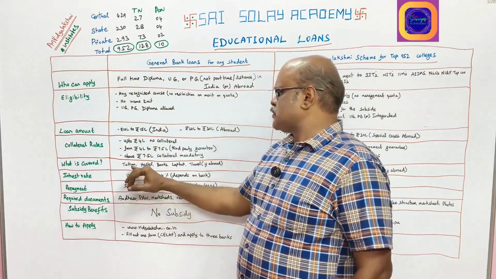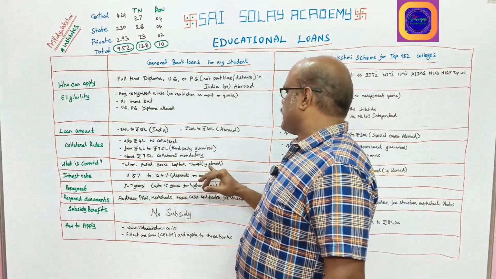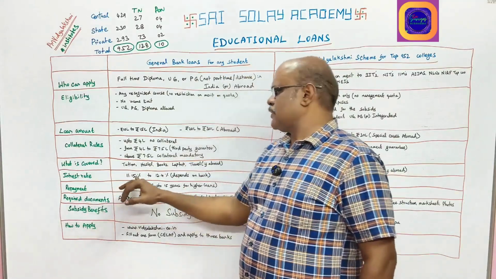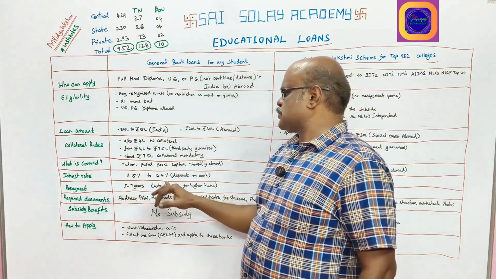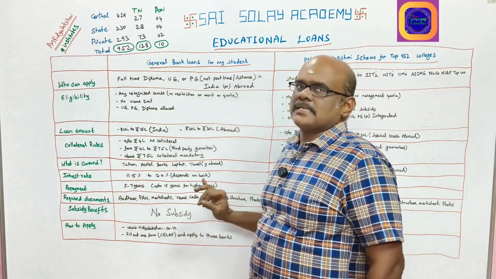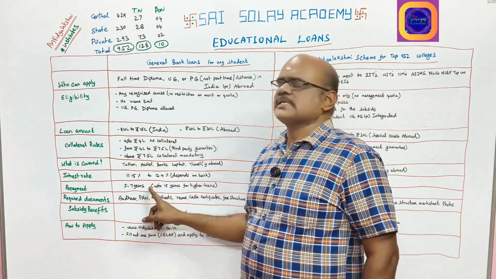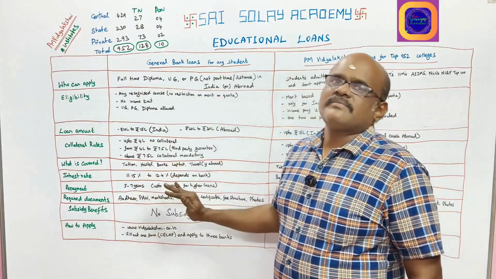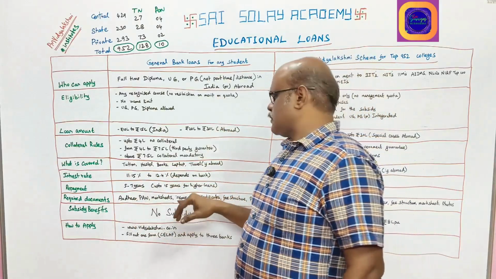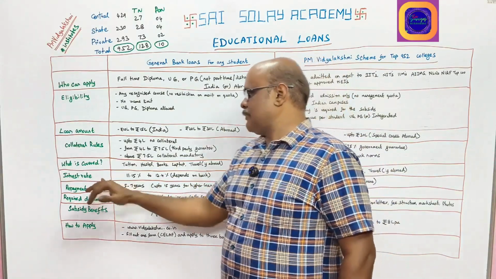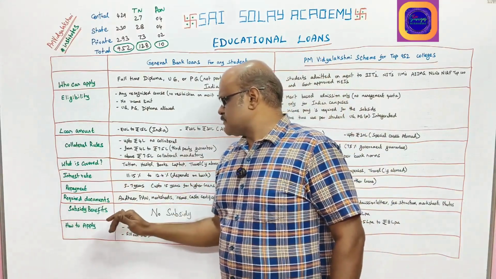So what is covered here? Tuition fees, hostel fees, books, laptop, and travel expenses if you are going abroad. And then what is the interest rate? The interest rate will be between 11.15% to 12.4%. It depends on the bank from which you are availing. Repayment is 5 to 7 years if the loan amount is less than 7.5 lakhs, and if the loan amount is greater than 7.5 lakhs, they give up to 15 years for repayment. So what are the required documents?